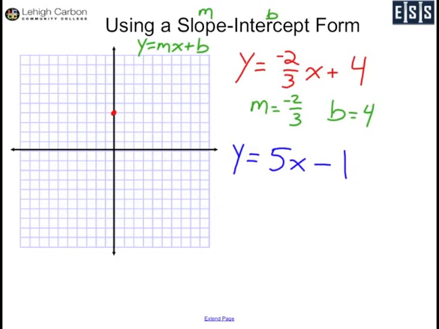Now my slope is negative 2/3. That's rise over run. So it means I'm going to rise negative 2. If I'm rising negative 2, that means I go down 2 and run 3. I'm going to run 3 to the right. Down 2, run 3. Now I'm going to do it again. Down 2, run 3. I have 3 points. I'm going to connect my dots. There's the graph of my equation.